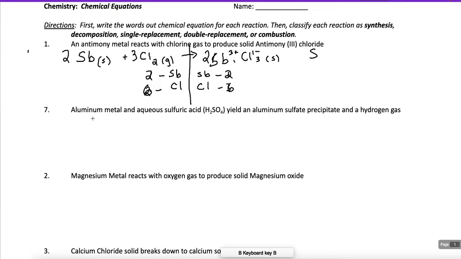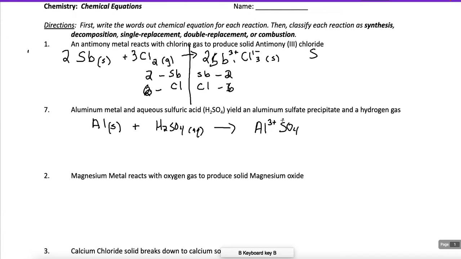Okay, the next one. I kind of skipped down to number 7. And so aluminum metal, so Al is a solid, plus aqueous sulfuric acid, H2SO4 (aq). That's going to yield aluminum sulfate. So now we're going to have to use the TAN chart. Aluminum is 3 positive. Sulfate is SO4.